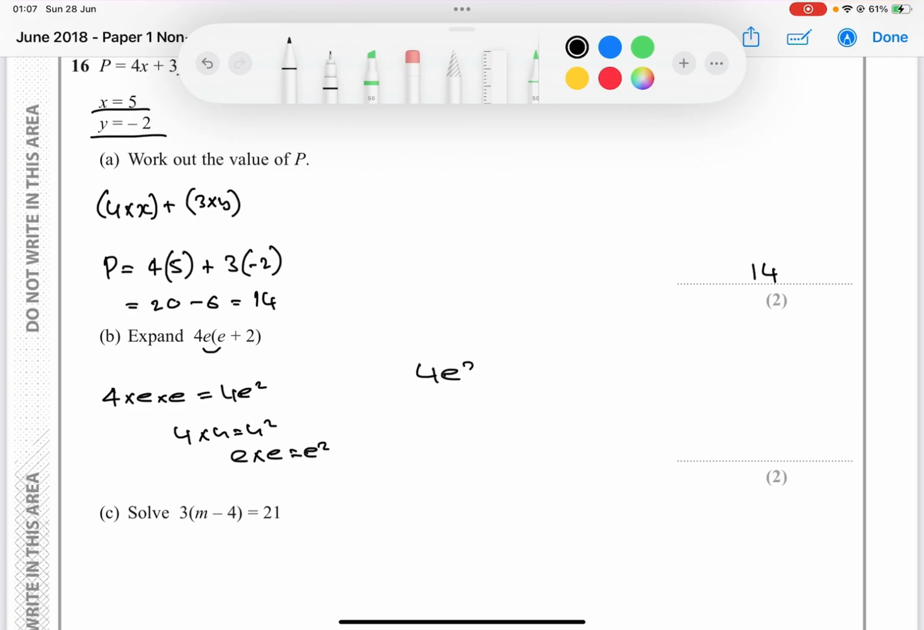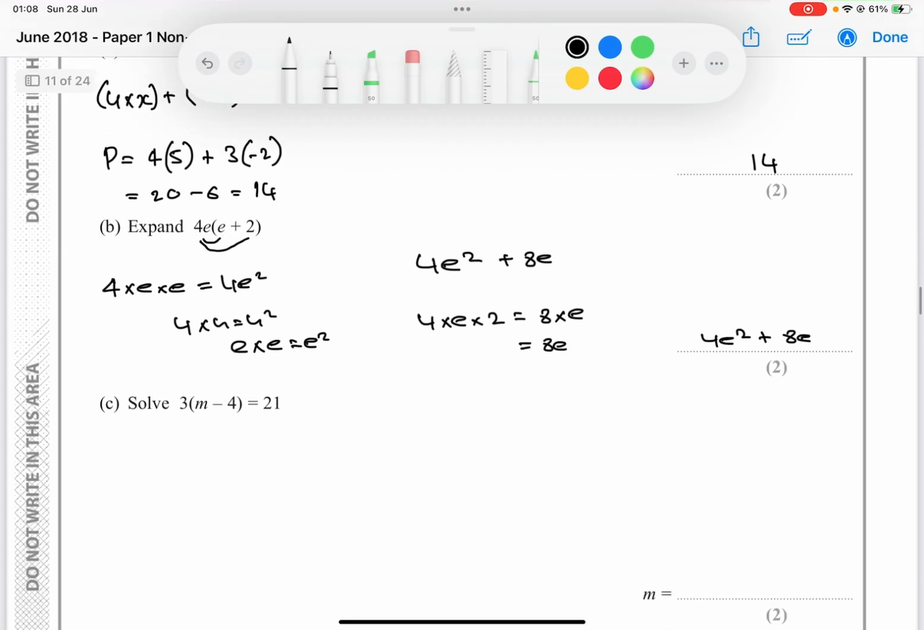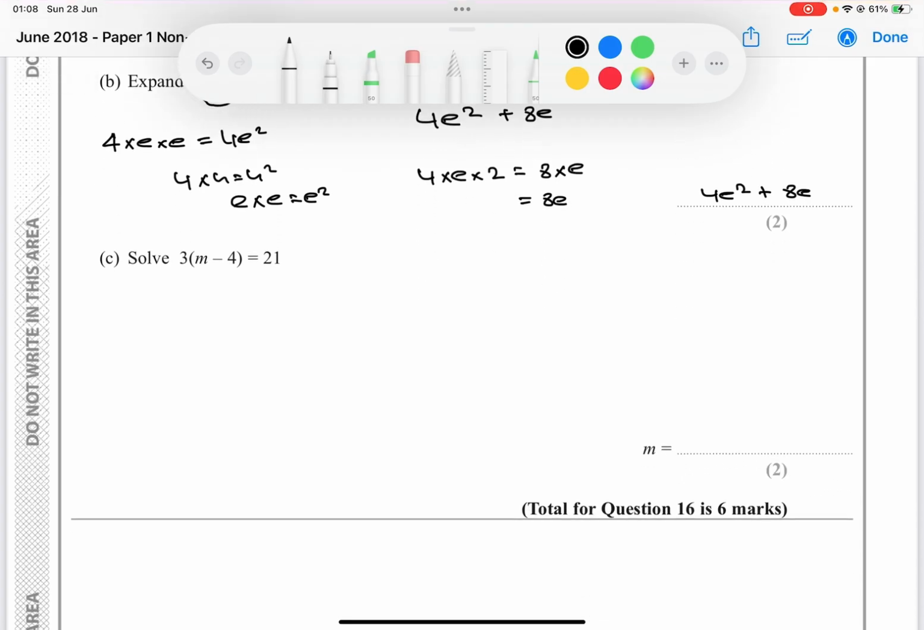here. And then you got 4e times 2. So what's 4e times 2? Well, you have 4 times e times 2. That's basically what we're saying, okay? We know that 4 times 2 is 8, so we have 8 times e, and 8 times e we can write as 8e. So this would just be 8e, and it's positive because we have a positive 2. So we have 4e squared plus 8e. That's it.